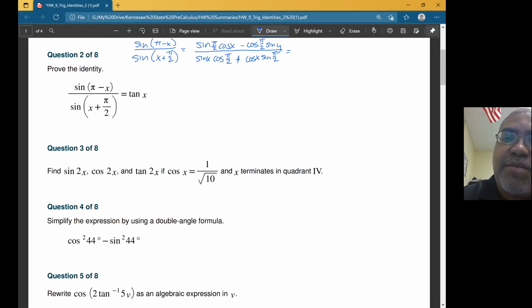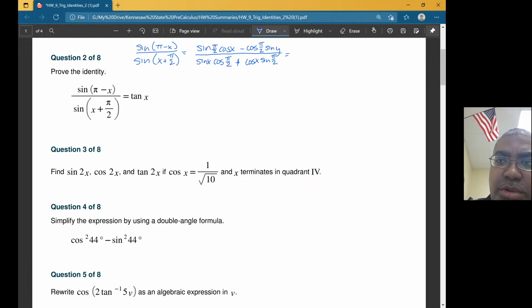Okay. Sine of pi over 2 is 1, so that is 1 times cosine x minus, did I do this backwards? I think I did this backwards. Yeah, I did it backwards. Sine of pi. There we go. I knew that looked funny. So sine of pi is 0, cosine x minus cosine of pi, which is negative 1. So that's negative 1 times sine of y.